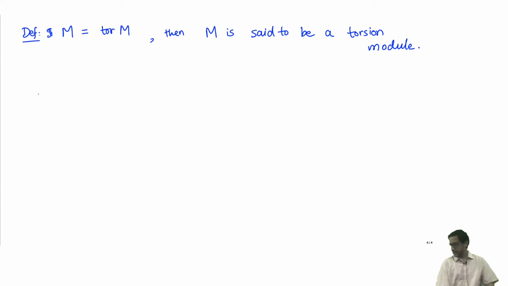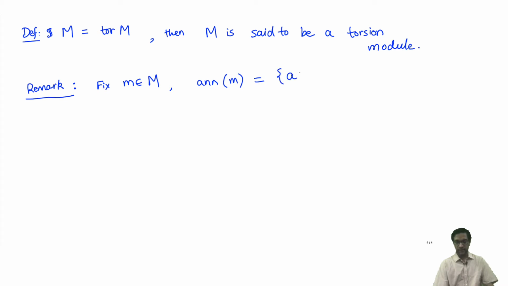Okay, and another little remark, another way of thinking about this definition, torsion modules. So we can fix an element m in M and define what's called its annihilator. So the annihilator of that element m is all elements of the ring which annihilate it, all elements a of the ring such that a acting on m is 0.